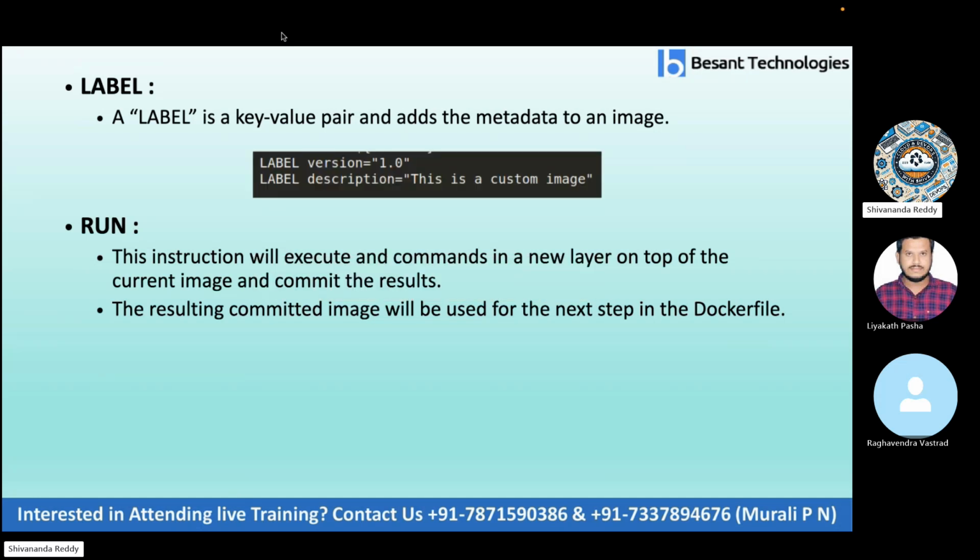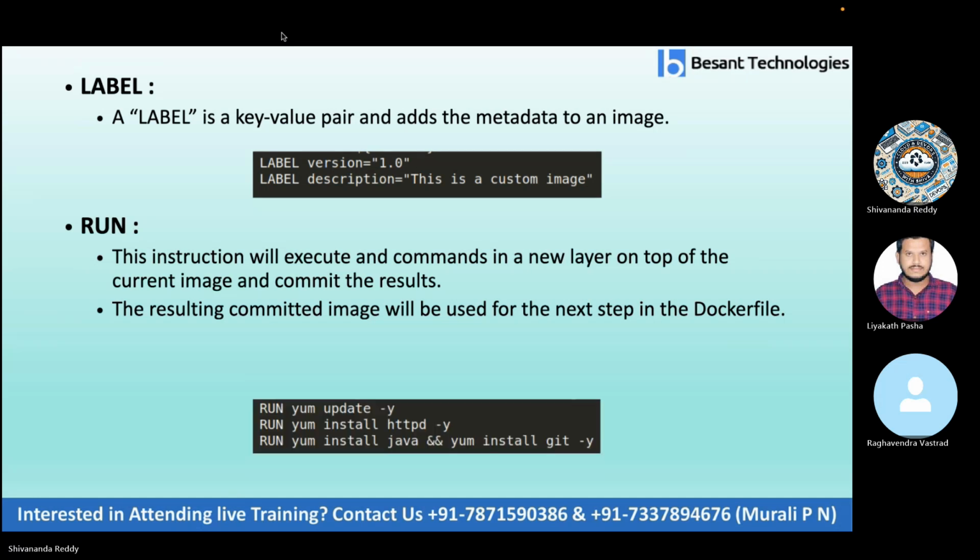Like this, LABEL version 1.0, LABEL description, this is the Docker image, anything we can give. Using RUN, we can install packages, create a folder, create a file. You can see yum install -y java && yum install -y git, like this.